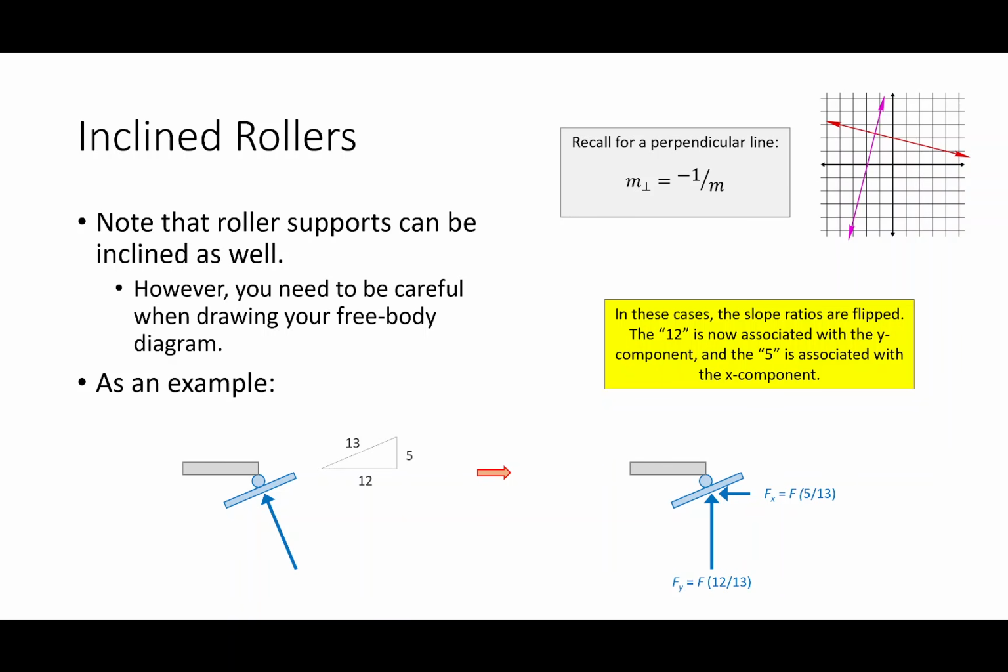So why am I bringing this up? Let's ask it this way. Why am I bringing this up? Well, I'm bringing this up because what if your support is inclined? What if you have an inclined roller? Well, if that's the case, you have to flip the slope ratios too. Now, I have an example here on the board that you can reference, but I kind of want to walk you through one that's maybe a tad more extreme, but you'll understand why I'm doing it.